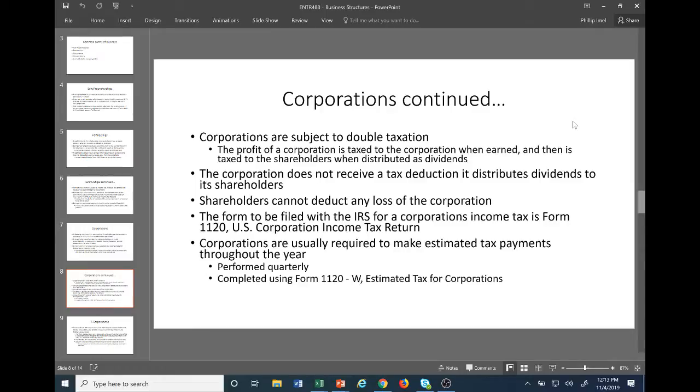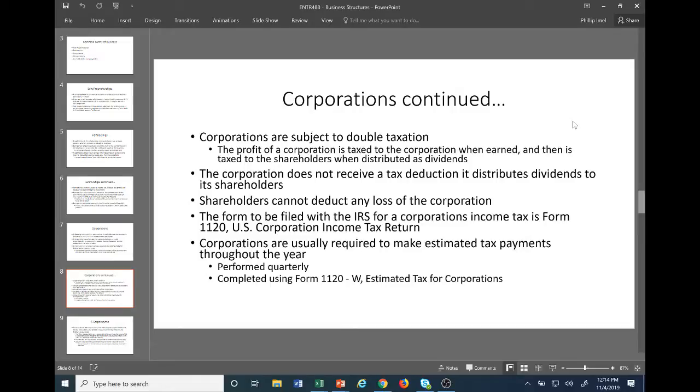And obviously, the corporation cannot make a deduction for distribution of dividends to the owner. So that's kind of crappy in a way. They're definitely getting hit from both ends here. And obviously, shareholders cannot deduct any losses on their returns as well, because they're separate entities there. So that's how the IRS determines that.